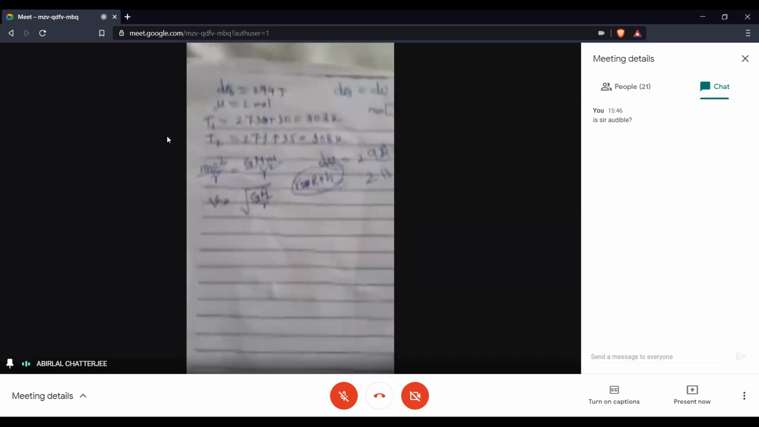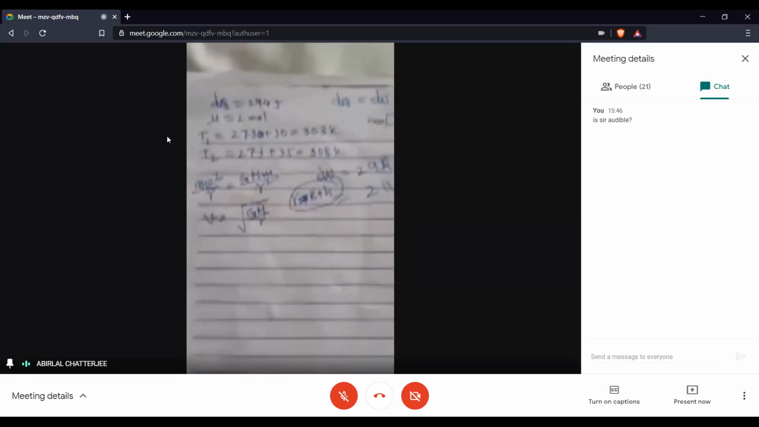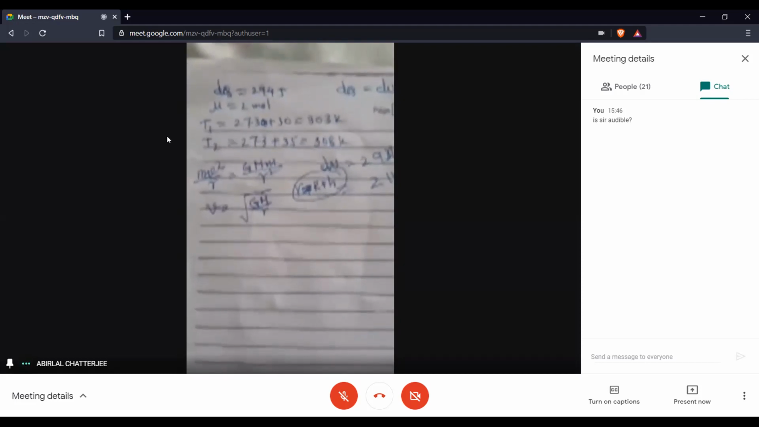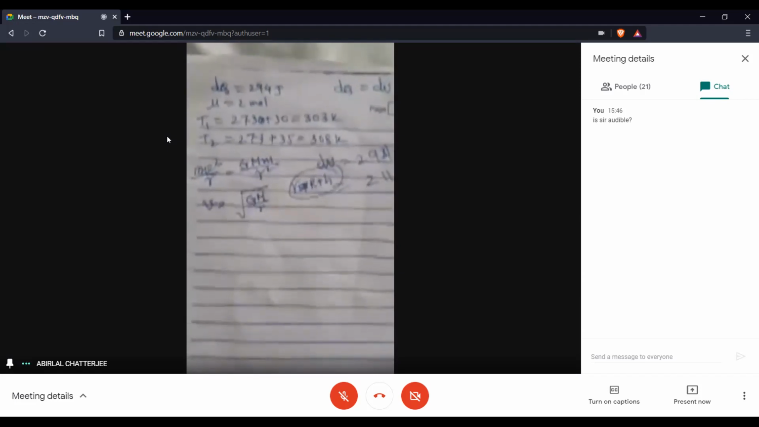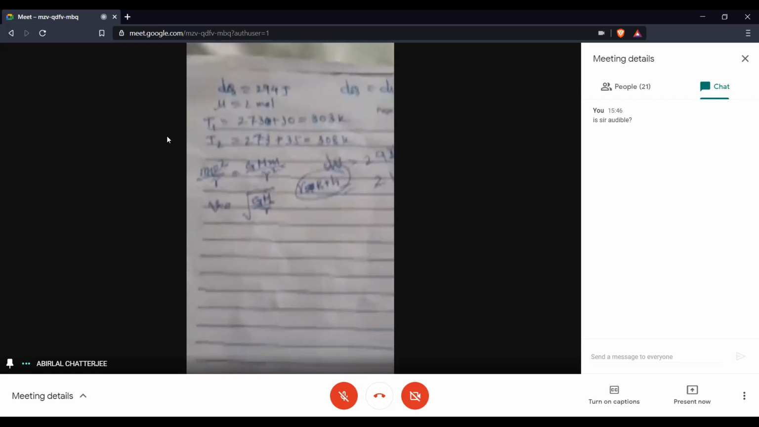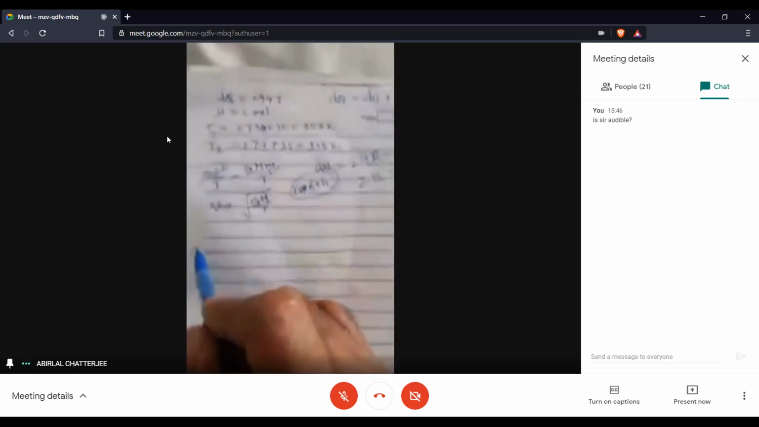Suppose the satellite is at a height of h. So small r, that means the radius of the path of the satellite, is what? Capital R plus h. Am I right? Any problem? No. Now the problem is that G I know, but capital M, the mass, I don't know.